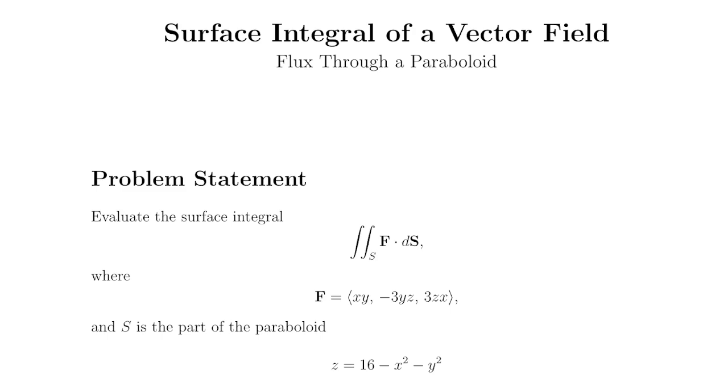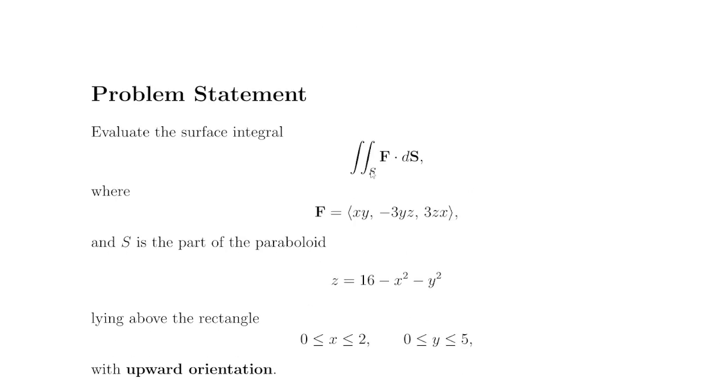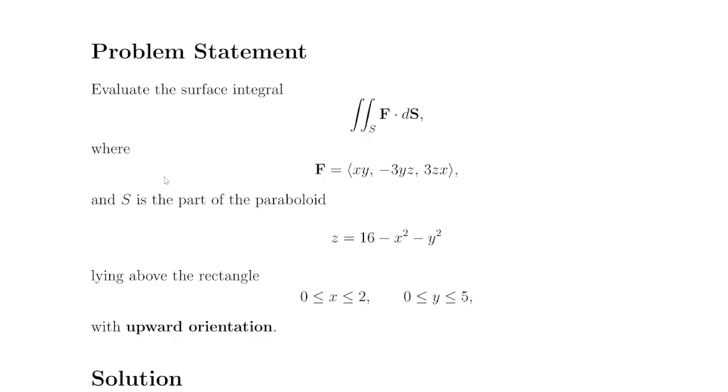In this video, we want to find the surface integral of a vector field through a paraboloid. So let's look at the surface integral here. F is given to us as xy, negative 3yz, 3zx, where S is the part of the paraboloid z equals 16 minus x squared minus y squared, lying above the rectangle where x is between 0 and 2 and y is between 0 and 5 with upward orientation.